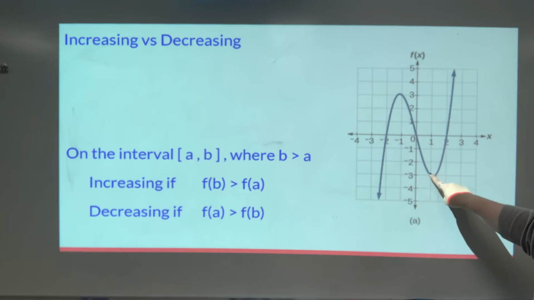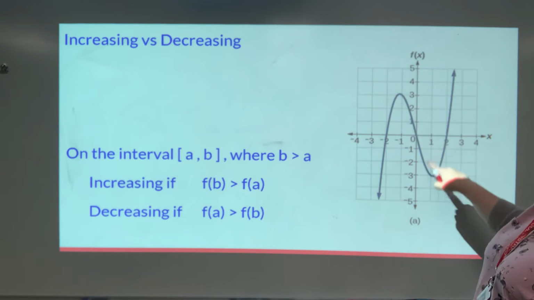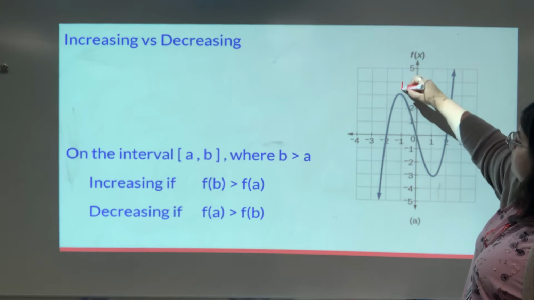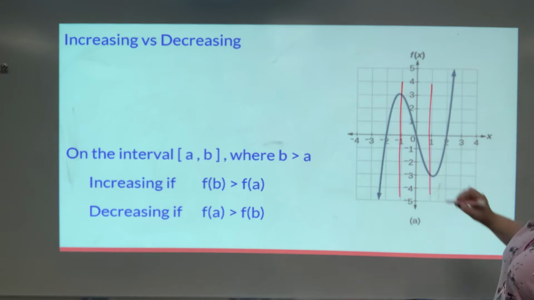And then we hit this turning point, and on the interval from 1 to positive infinity, now I'm increasing forever. So this technical definition says on the interval A to B, where B is greater than A. So let's just pick an interval for this graph. I'm going to use this middle place where it's looking like we're decreasing. So I'm going to use this interval between -1 and 1.